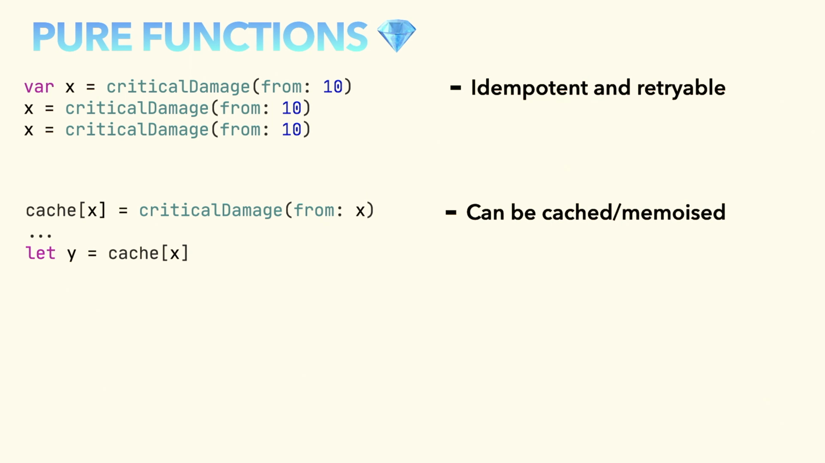Pure functions can be cached or memoized. We can calculate the output once, cache it, and then retrieve the value for the same input from the cache without needing to call the function. And this is very powerful for various optimization techniques.